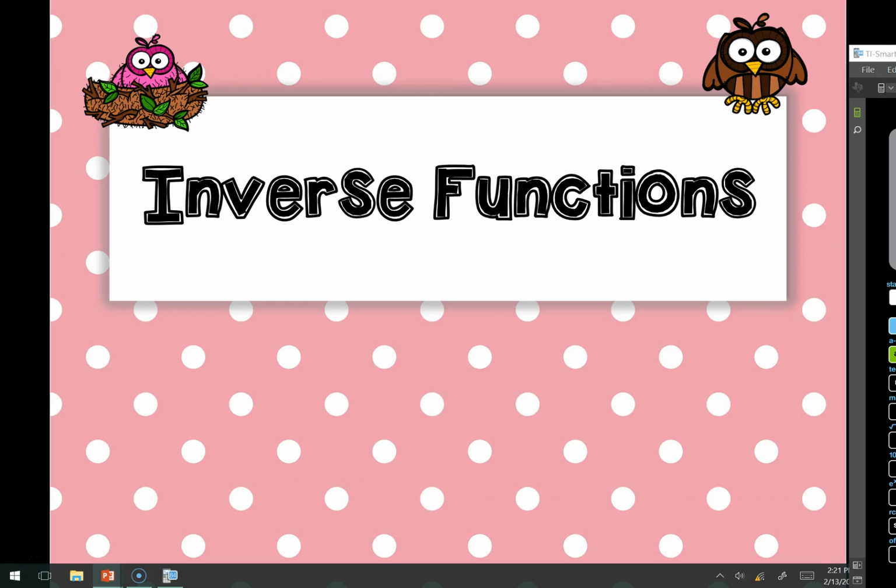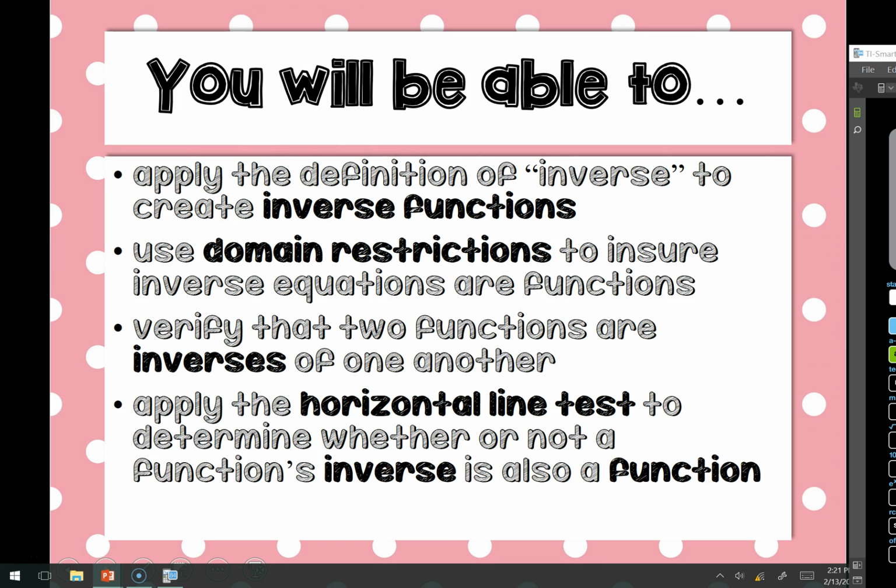Hi everyone, in today's video we are talking about inverse functions. In this video you are going to learn how to apply the definition of inverse to create an inverse function. We are going to use domain restrictions to ensure that inverse equations are also functions, and we are going to verify that two functions, when you're given two, are inverses, or disprove that they are not inverses.